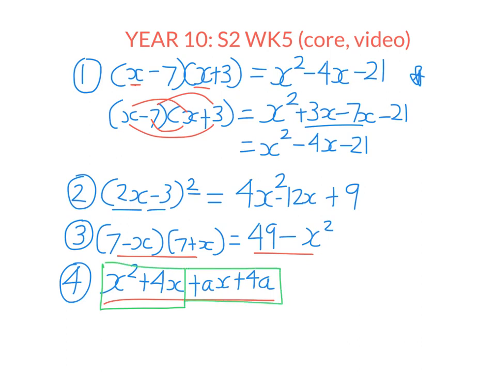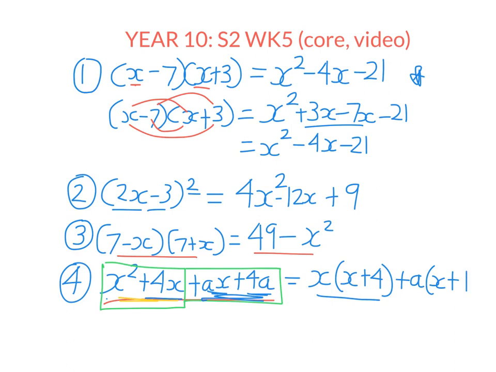So if I just look at the first two terms, x squared plus 4x, they have a highest common factor of x. So what do I times by x to get x squared? X. What do I times by x to get positive 4x? That's positive 4. So that is the first two done. Now let's look at the second two. So here, there's a highest common factor of a. So it's positive a. What do I times by a to get ax? It's x. What do I times by a to get positive 4a?